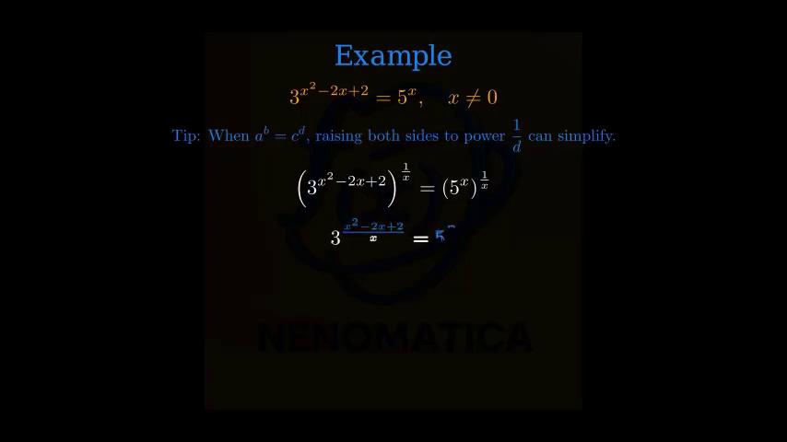Next, we simplify the exponents using the property that a to the power of b, all raised to the power of c, equals a to the power of b times c. Since x over x equals 1, we can further simplify the right side to just 5.